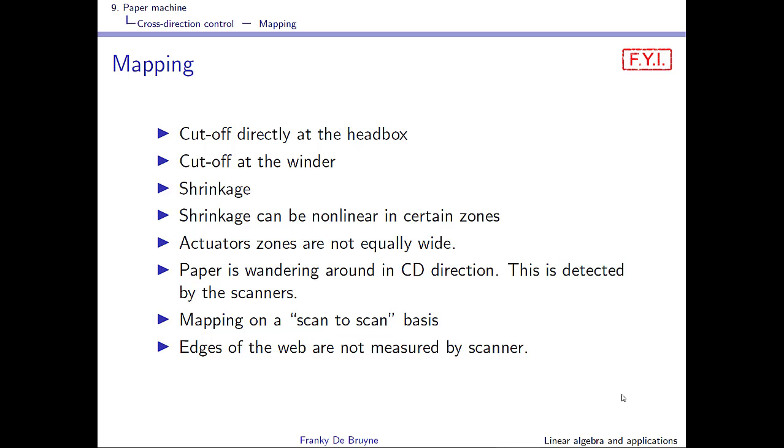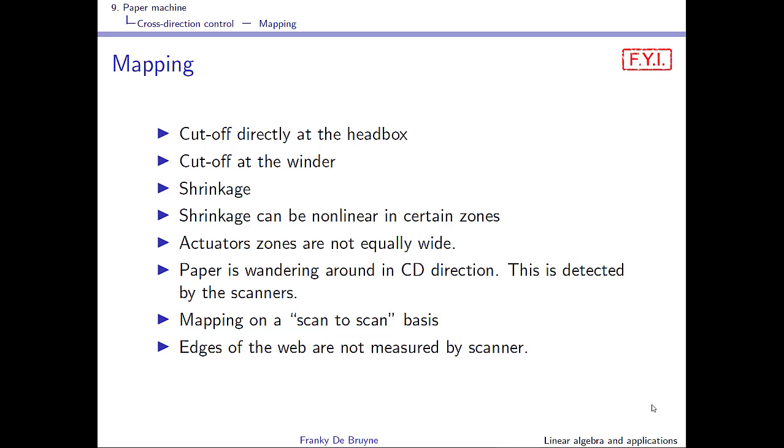When the paper is drying, it's shrinking. It's the same as your t-shirt. When you're washing it and you're drying it, it's shrinking also. But what makes it worse is that sometimes the shrinkage is not linear. So the shrinkage is not the same across the width of the paper. There are zones that are shrinking more than other zones. You have to take into account that the actuator zones and the actuator width are not the same everywhere.